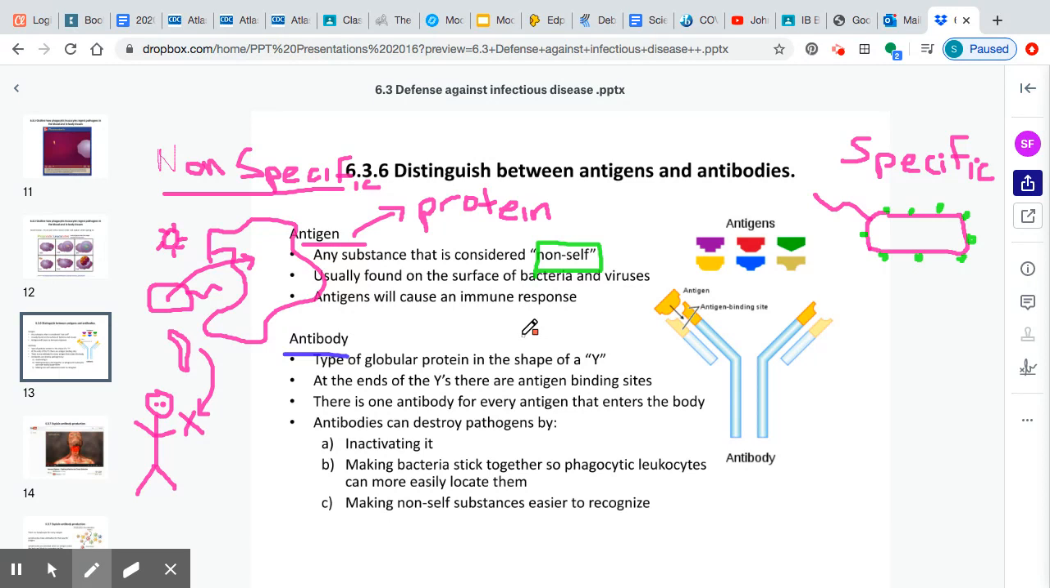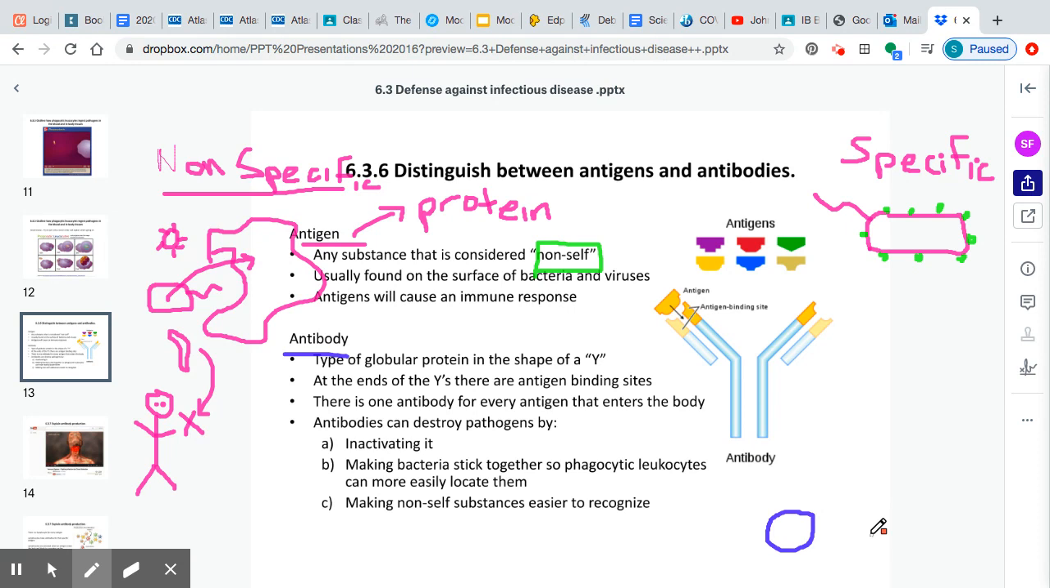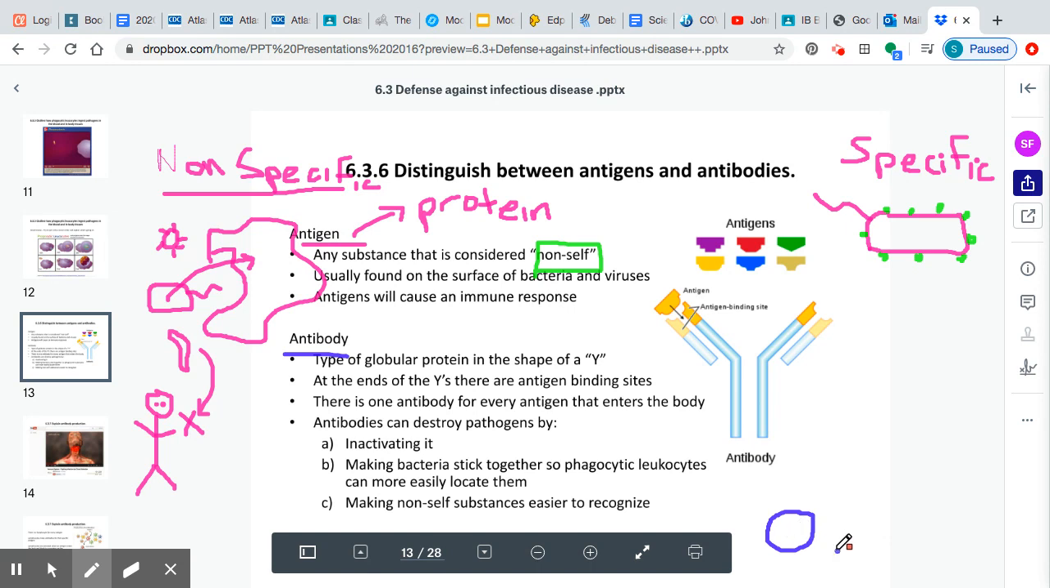So antibodies, they are you. They are produced by you. They're actually produced by white blood cells, and we're going to talk about the whole process involved in activating this response. But they're produced by white blood cells called B cells. Very, very important cells in your body. So somehow this B cell gets information, and we'll talk about those techniques, about this non-self protein, about this antigen, and it's going to produce an antibody.